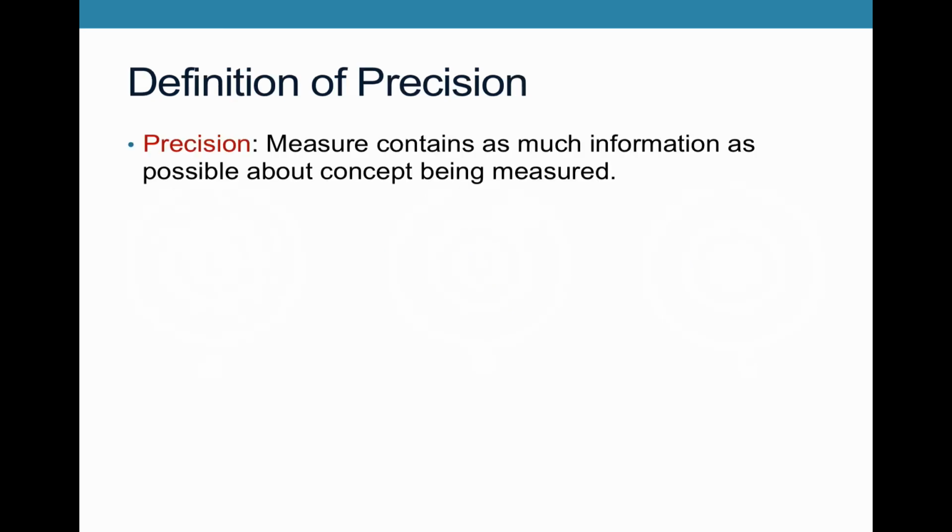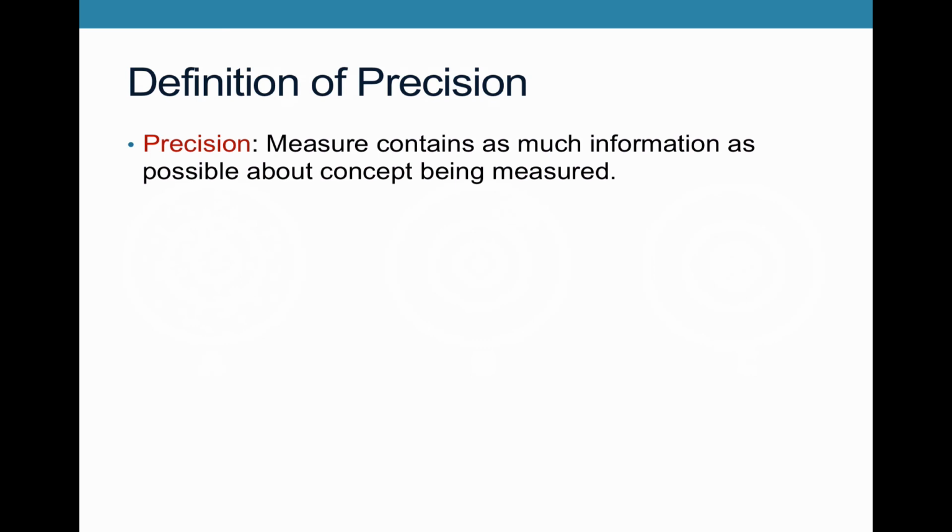So let's turn to our third element that we can look at to assess our measure, which is precision. With precision, this idea is that your measure contains as much information as possible about the concept being measured. So let's go back to that example about Obama and support for Obama. We used a 0 to 1,000 scale. So this was very precise. People could pick exactly how they felt about Obama. The problem is that it wasn't very reliable. So this highlights that reliability and validity and precision can sometimes be in tension.